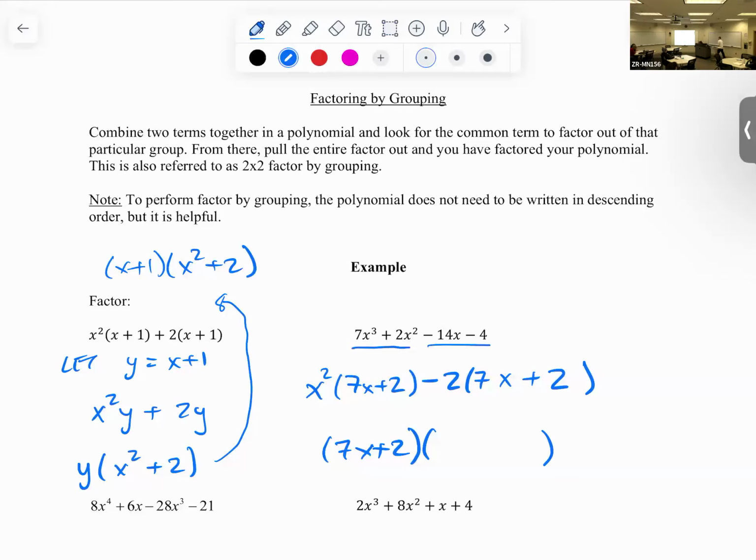What's left? X squared minus 2. Yeah, basically you just cover these up and you say, oh, it's x squared minus 2. So you pull that all the way out.